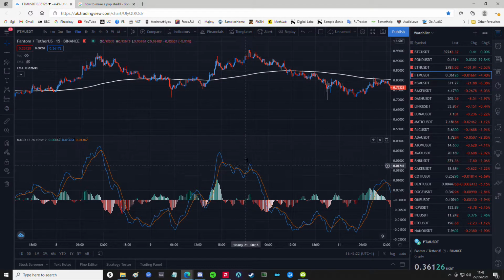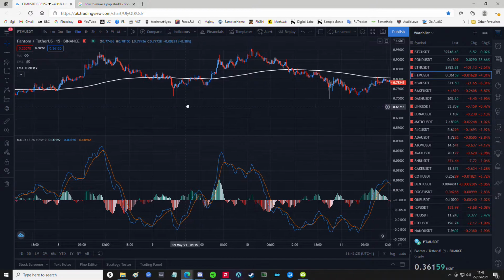Okay, so this is giving us a signal, but this is actually saying that we're in an uptrend. So that's conflicting signals. So I wouldn't have taken that trade.